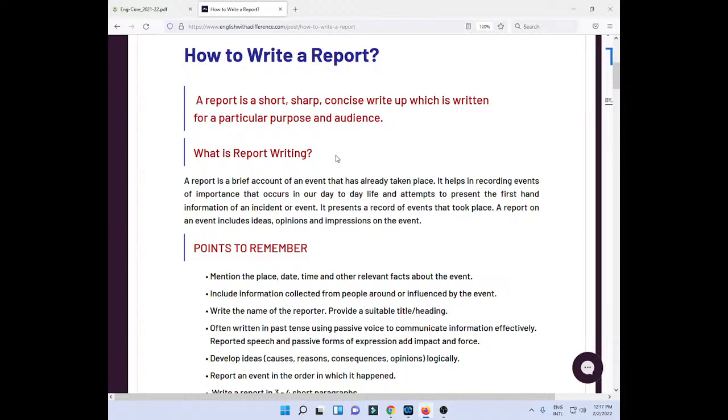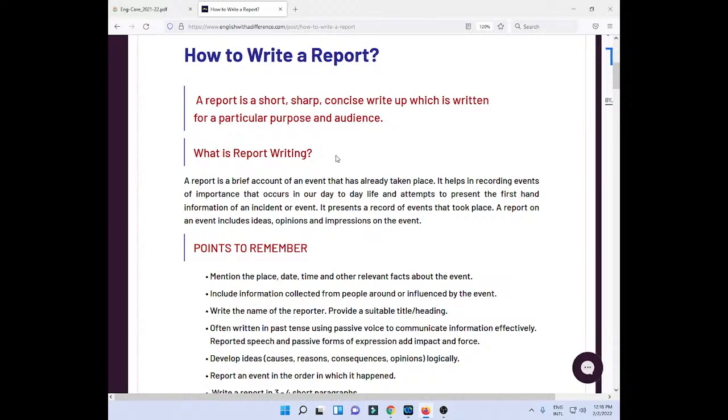You may be a witness to the incident, or you may have heard it from an account from somebody, or from some other sources. But the incident has already taken place. It helps in recording events of importance that occur in our day-to-day life and attempts to present first-hand information of an incident or event. It presents a record of events that took place. A report on an event includes ideas, opinion, and impression on the event.